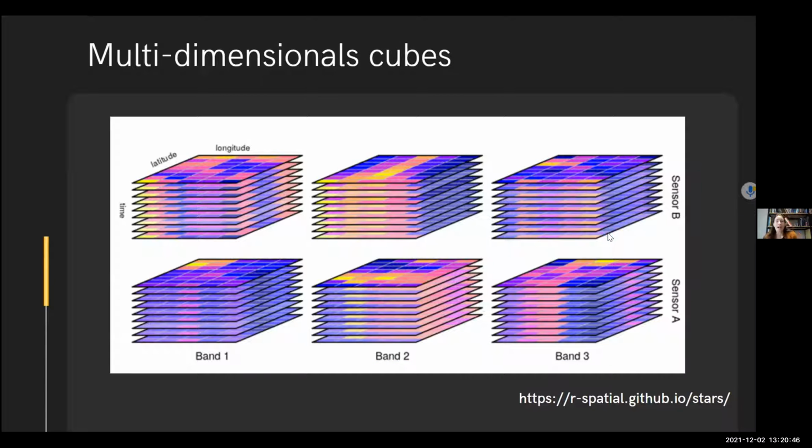So if I have more than one variable, of course, I can have multidimensional cubes, and here are representing two types of sensors. I would say Sentinel-1 and Landsat. And here I have the different bands.